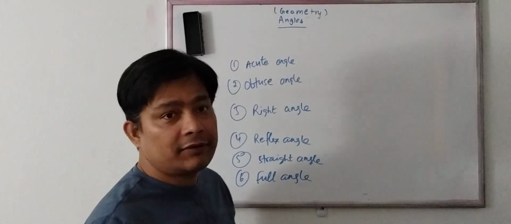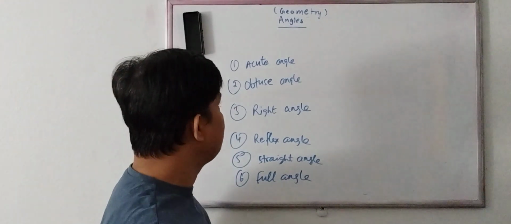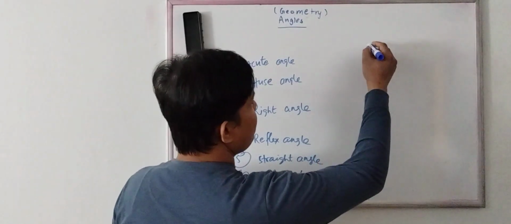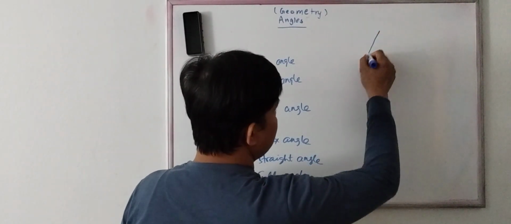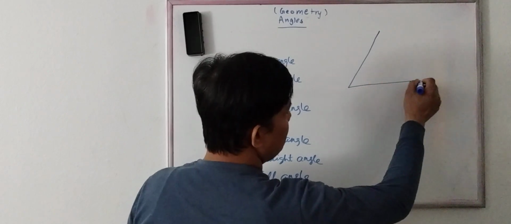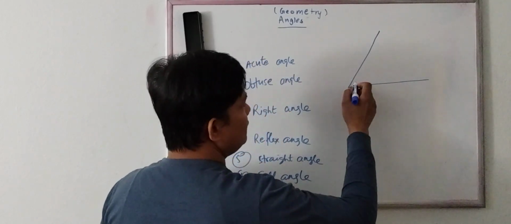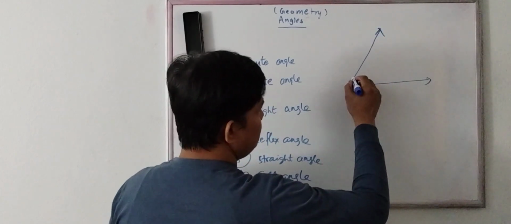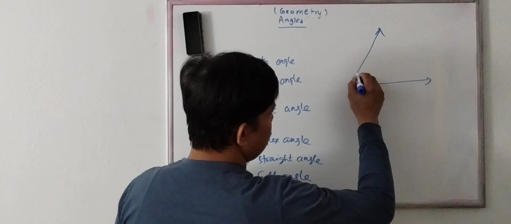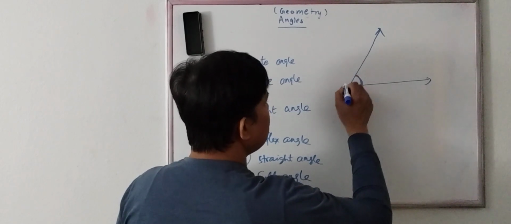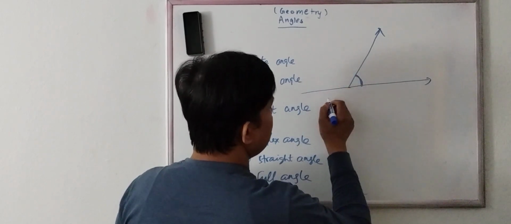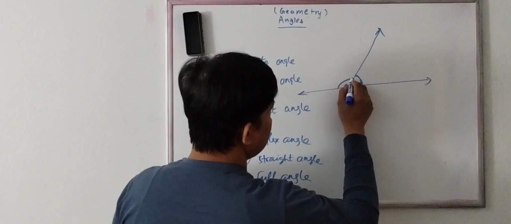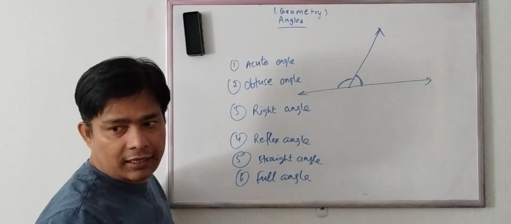Okay, so today we are going to learn about different types of angles. So first, let's define angle. These are two lines, and this is one line. This is another. Here, or if this line extends to this side and here. Okay. These are the angles.